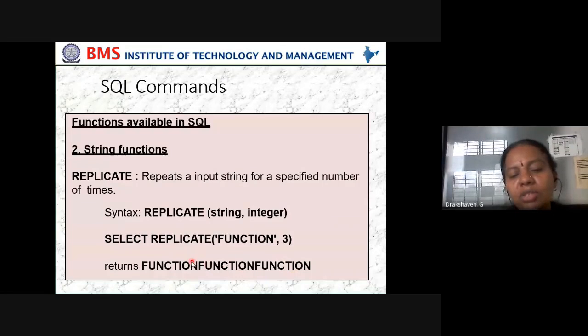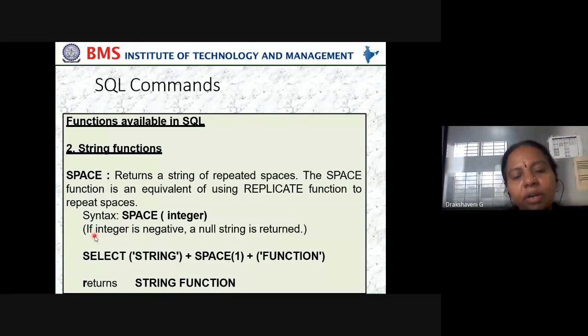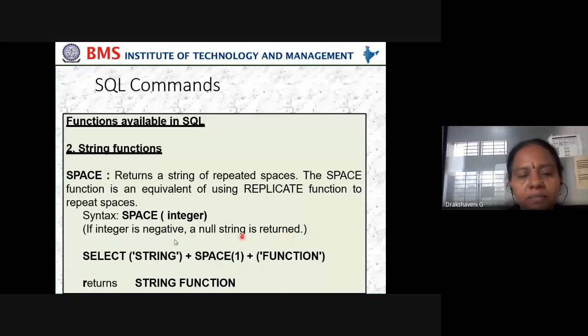It's not possible because there is no space here. So to bring a space between, we have one more function called the space function. What will the space function be doing? It returns a string of repeated spaces. The space function is equivalent to using the replicate function to repeat a space. Syntax: space, then an integer. If the integer is negative, a null string is returned.